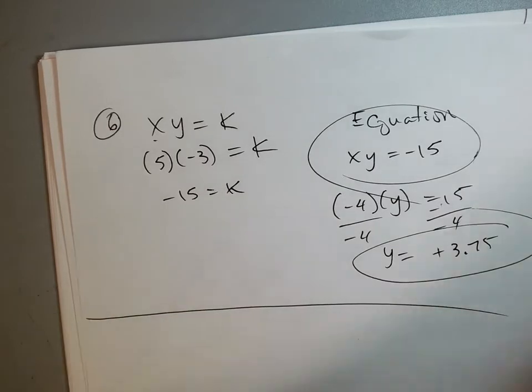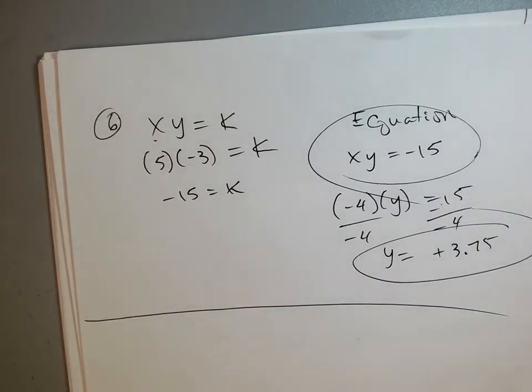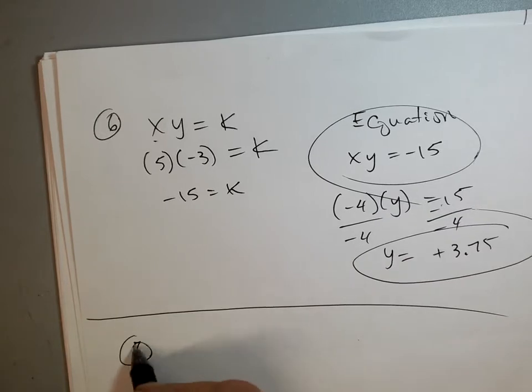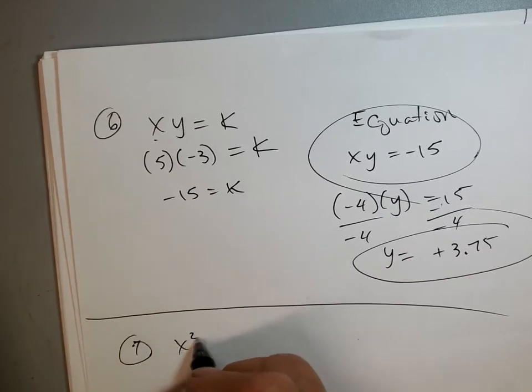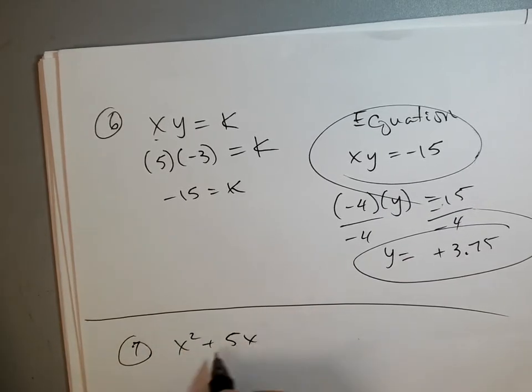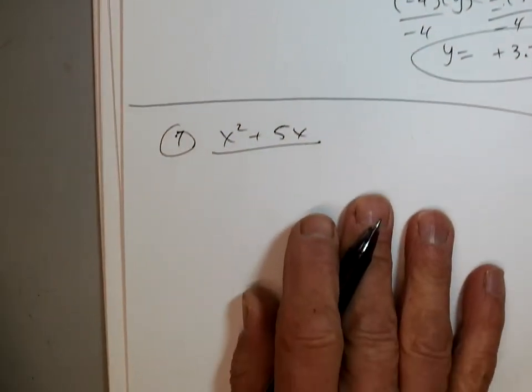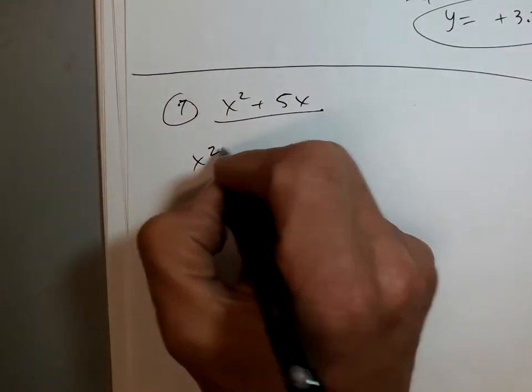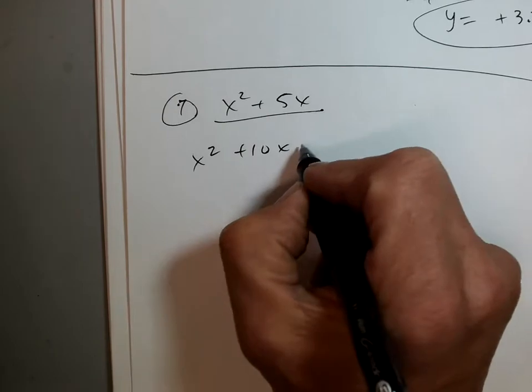Okay, now, let's start 7. Now, if you cannot factor by now, then there's nothing I can do for you. If you can factor, then these aren't going to be too bad, okay? Number 7, I have an x squared plus a 5x over an x squared plus 10x plus 25.